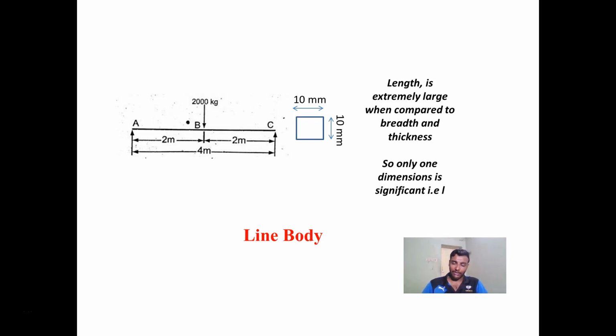Don't worry about the mesh density and words like that. In the forthcoming videos on meshing, those things will be clear. All you need to understand at the moment is that if the breadth and thickness are very small when compared to the length, then we can treat that body as a one-dimensional body. So these are the differences between solid body, surface body and line body.